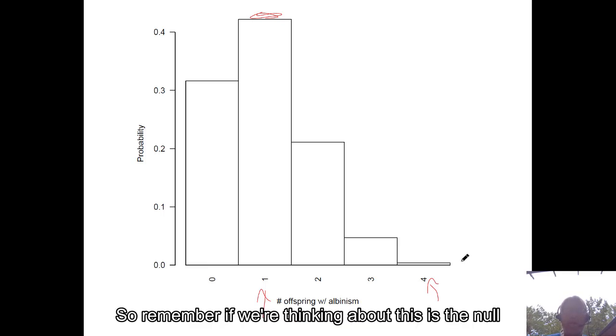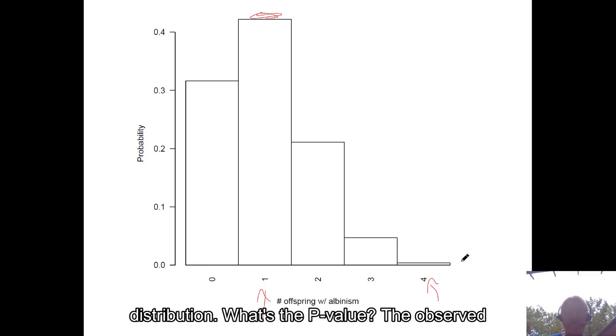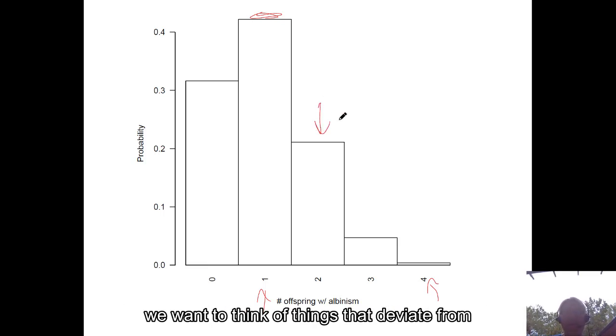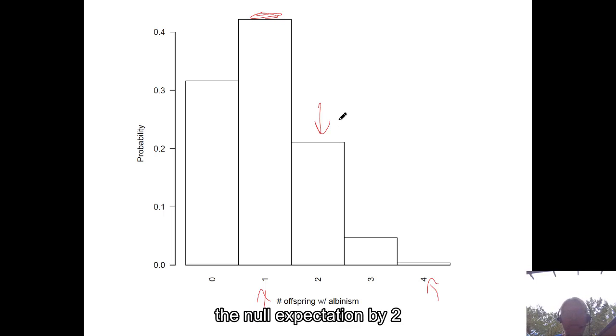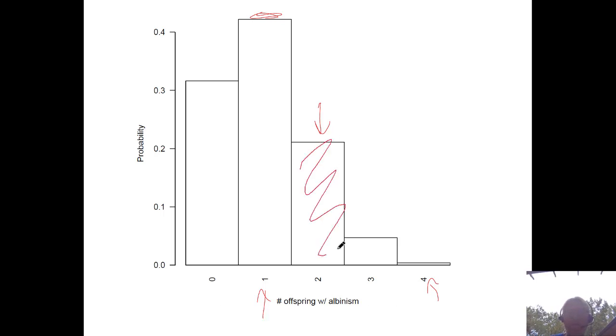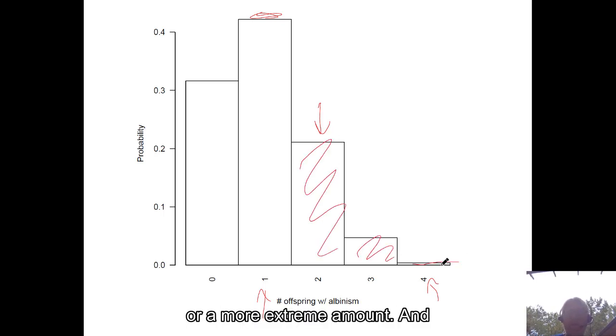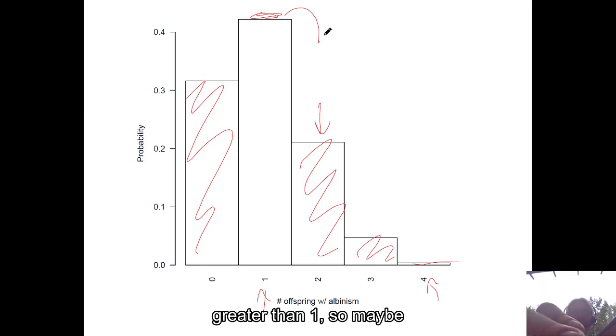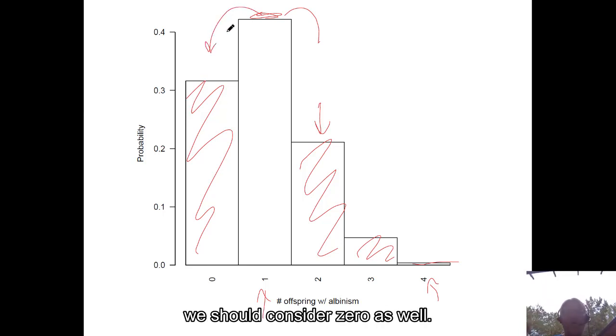So remember, if we were thinking about this as the null distribution, what's the p-value? The observed value in our data set was 2. So we want to think of things that deviate from the null expectation by 2 or a more extreme amount. And remember, we can also consider the other tail of the distribution. 2 is 1 step greater than 1, so maybe we should consider 0 as well.